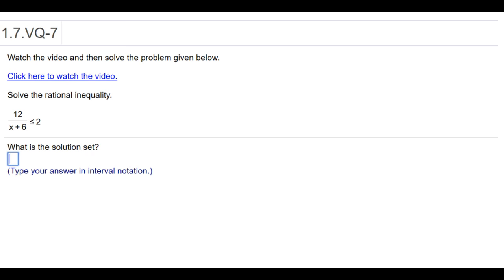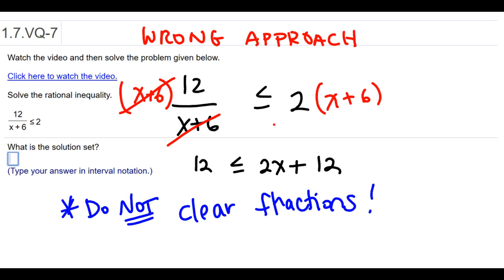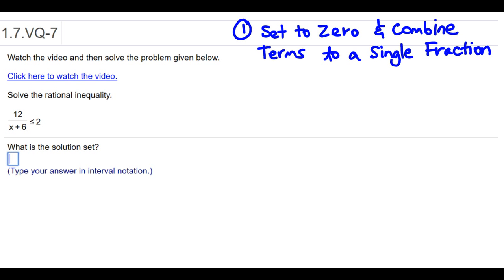So the first thing I want to point out is that when solving a rational inequality, do not clear the fractions. Instead, you want to set the inequality to 0, moving all the terms over to one side, and then combine them into a single fraction. Then once you do that, you'll divide up the number line into regions because, since we have an inequality rather than an equation, when you have an equal sign there's usually just a couple of answers that you can put into your solution set.